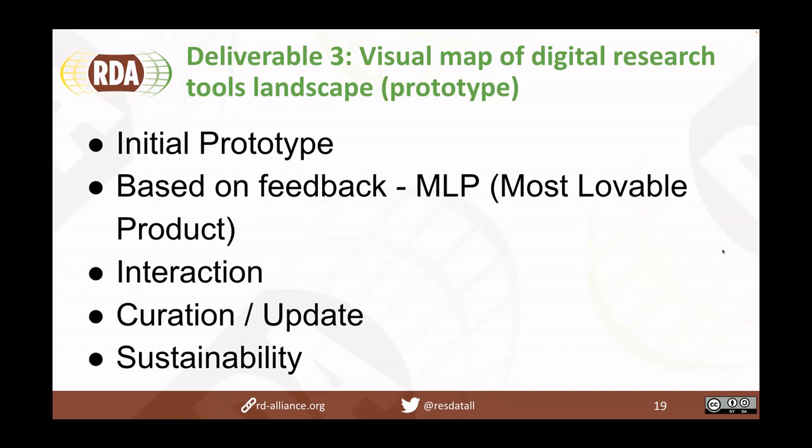Fabulous. Hello again. So, deliverable 3 is about thinking how we interact with the information that's been created. I've built an initial prototype to convince the rest of the working group that it'd be useful, and then start to build the MLP, the minimum lovable product, not minimum viable. You don't want that. You want something that's lovable, something you actually want to interact with and work with.